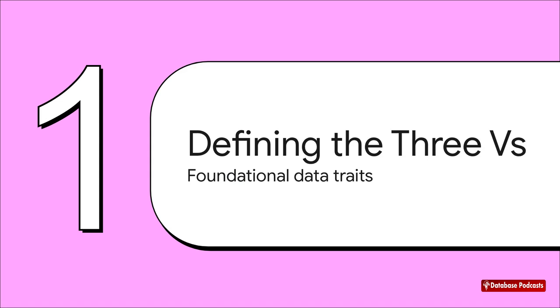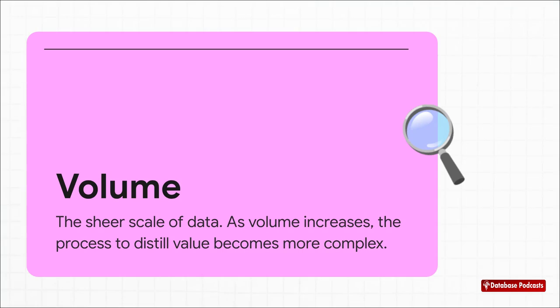Sound good? Okay, so I've definitely heard people talk about the 3 Vs of data. It's kind of this classic term, but what are they really? What do they mean when you're actually on the job? So the first V is volume. And this one's probably the one you think of first. It's just the sheer scale of the data. We're not talking gigabytes anymore. We're talking terabytes, petabytes, and even beyond that. It's a mountain of data.